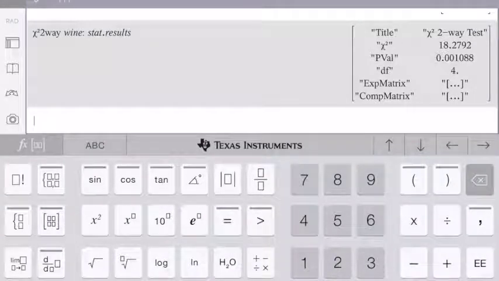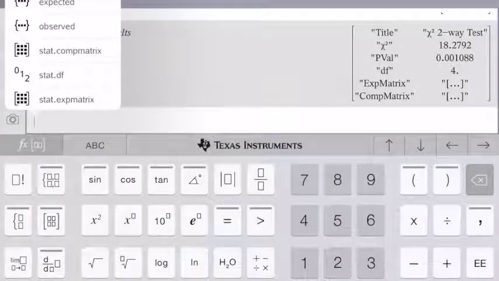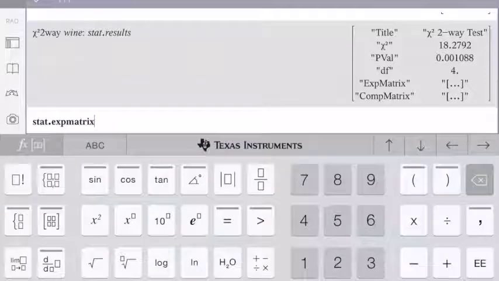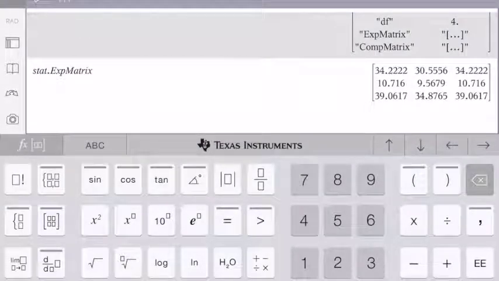Okay? And now it'll also give you the expected value matrix. It'll give you, if I go to variables, this is the matrix of all those expected values. These should look familiar, the 34, the 31, 34. So you don't have to do that row times column divided by total anymore if you can remember this.